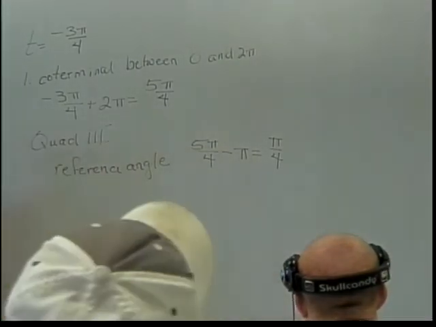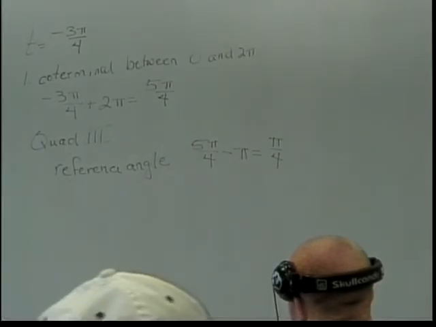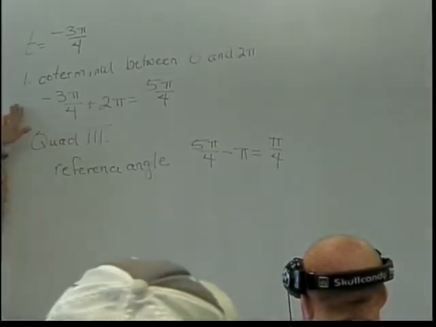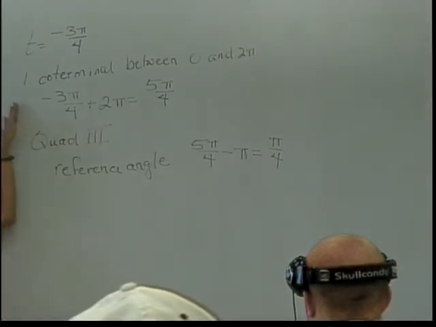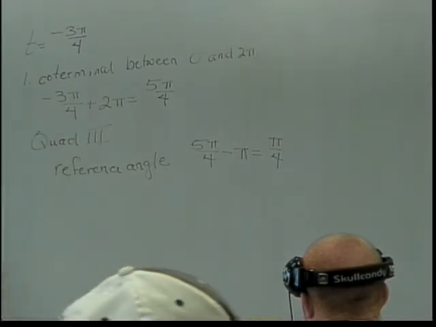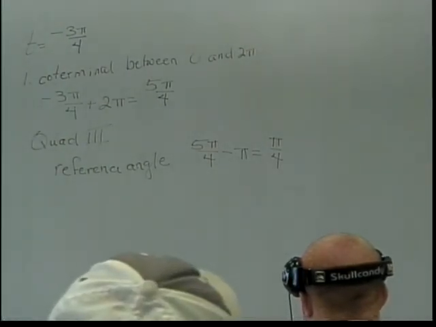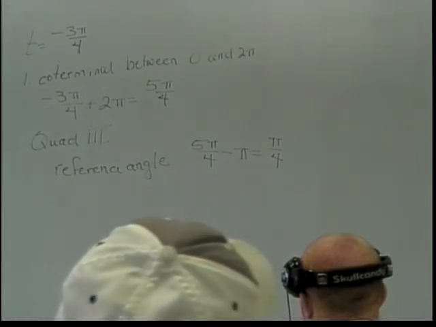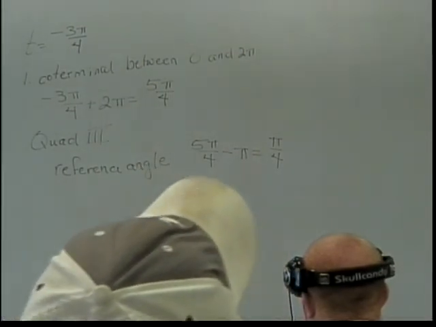The only difference in my answers is that here I was in quadrant 2, and over here I'm in quadrant 3. In quadrant 3, what can you tell me about the x-coordinate? It's going to be negative, and the y-coordinate is going to be negative. So both of these answers will be negative, but both of them will still have the square root of 2 over 2. So the reference angle will always have the same.